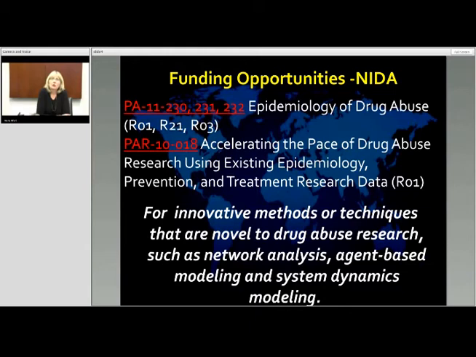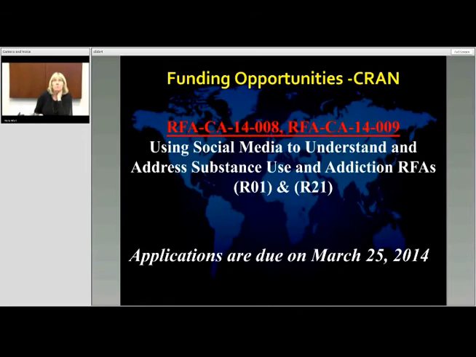But they include innovative methods or techniques that are novel to drug abuse research, such as network analysis, agent-based modeling, and system dynamics modeling. So these funding announcements call out very specifically the system science methods. So again, don't limit yourself just to the system science funding announcement.